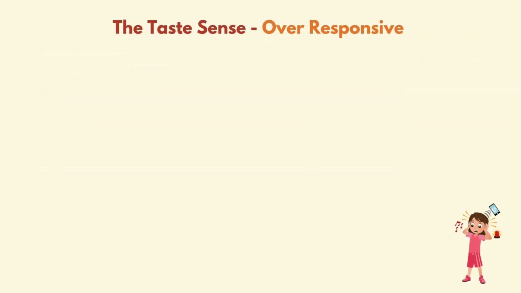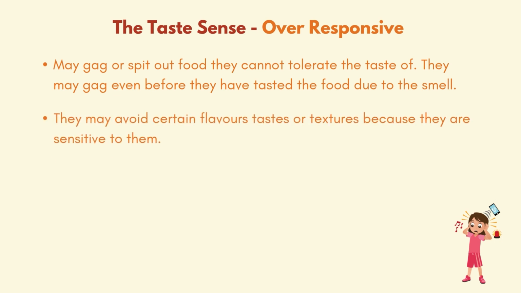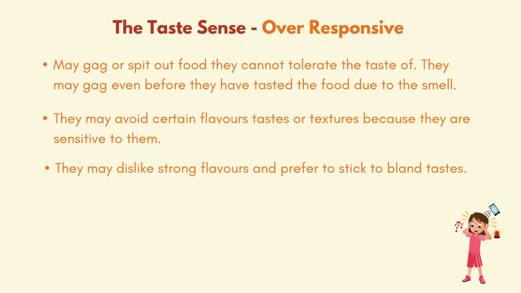Over-responsive. These children may gag or spit out food that they cannot tolerate the taste of. They may gag even before they have tasted the food due to the smell. They may avoid certain flavours, tastes or textures because they are sensitive to them. They may dislike strong taste and prefer to stick to bland tastes such as white bread, chicken nuggets, chips and yoghurt.